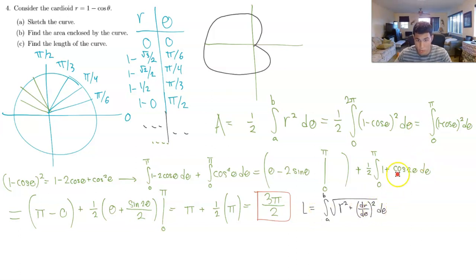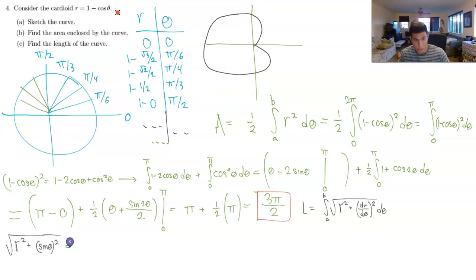Now we already know what the r squared turns into, right? This is r squared and it turns into this. So I'm going to jump a second here, and I just want to worry about the integrand. So we have r squared plus dr/dθ squared. Now what is the derivative of this? If we take the derivative of this guy, it's just sine theta.